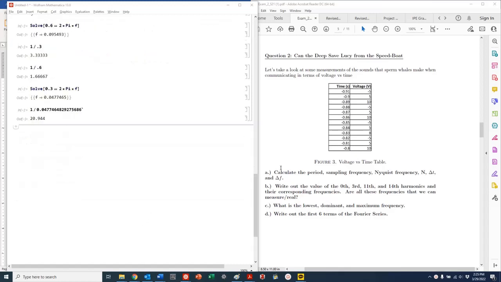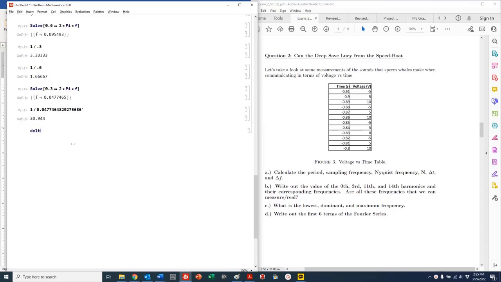All right, everyone, we are back, and so we're looking at some measurements of sounds that sperm whales make when communicating in terms of voltage versus time. So we see these values in terms of seconds: -5, 5, 10, -5, 5, 10, -5, 5, 8, -5, 5, 10. That is clearly an aperiodic signal. So we can start to define some values.